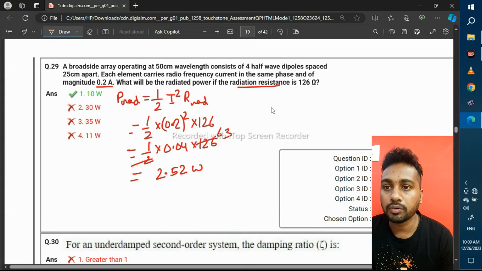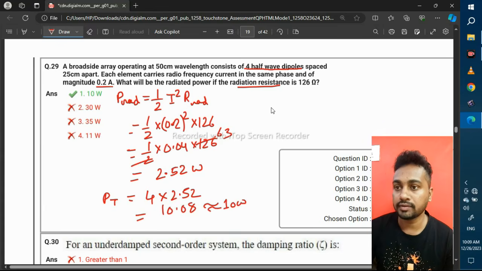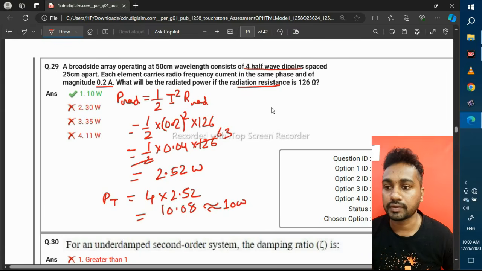Now we have to find for 4 half-wave dipoles. So PT equals 4 into the power radiated, that is 2.52, and this is equal to 10.08, and we can write 10 watt. So option A is the right answer.